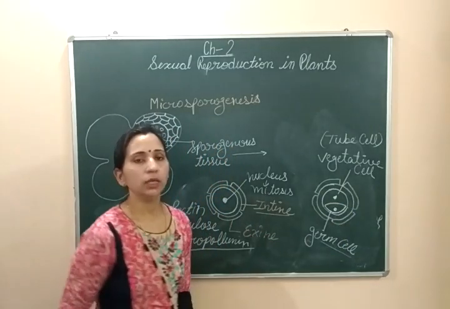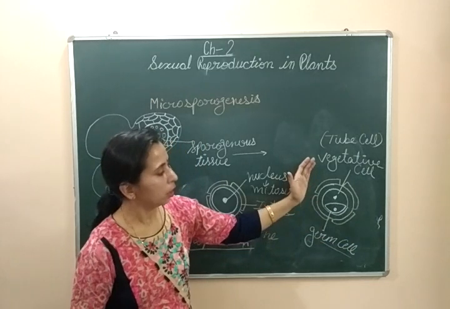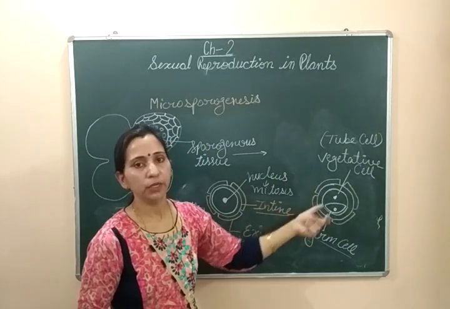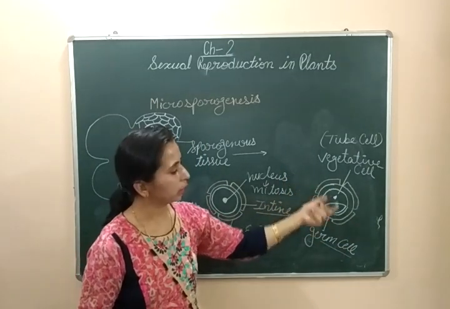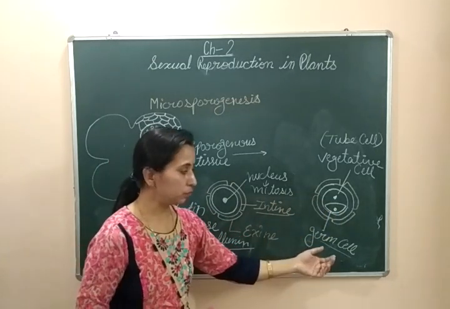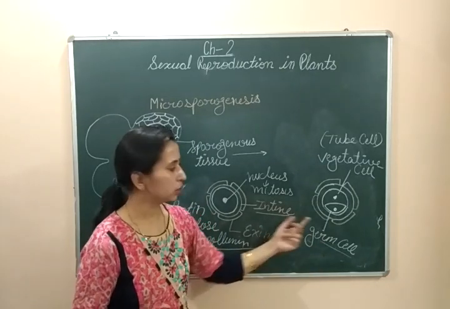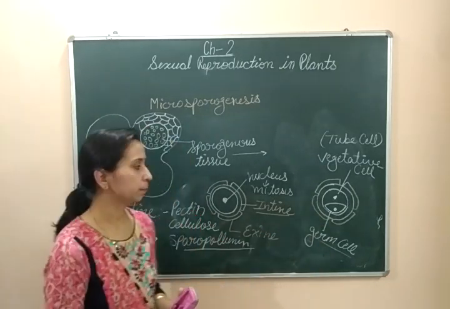The vegetative cell, which is larger in size, contains a large amount of cytoplasm, and the cytoplasm contains a lot of nutrients so that it can give nutrition to the developing male gametes. But the germ cell, which is spindle shaped and smaller, has transparent cytoplasm.